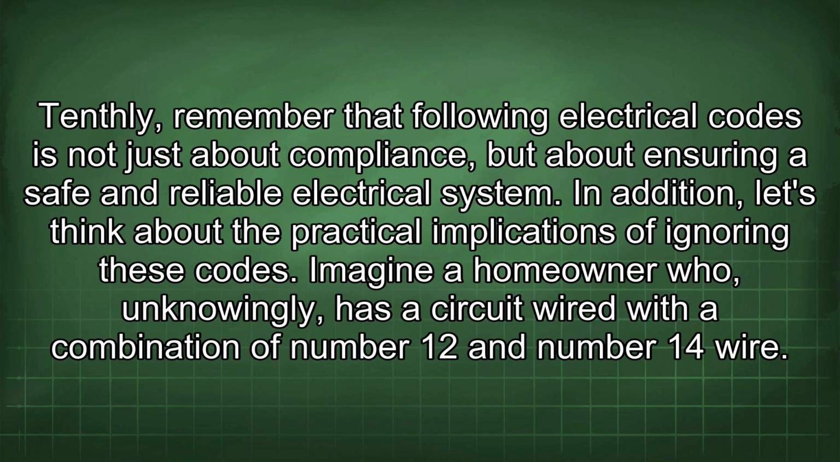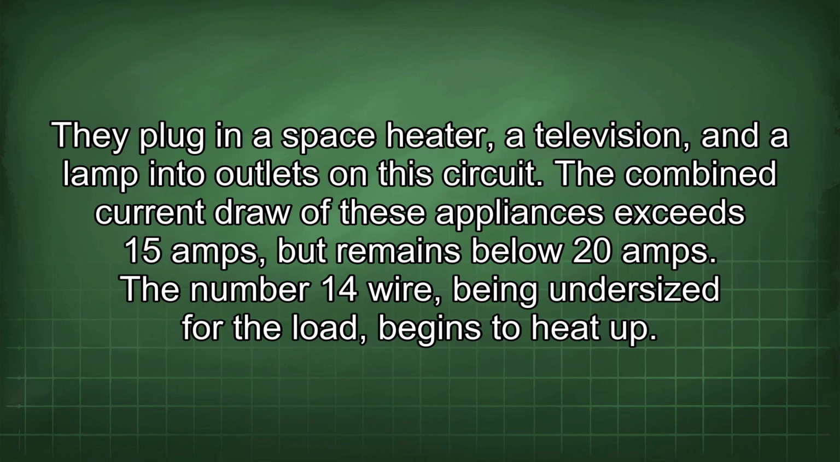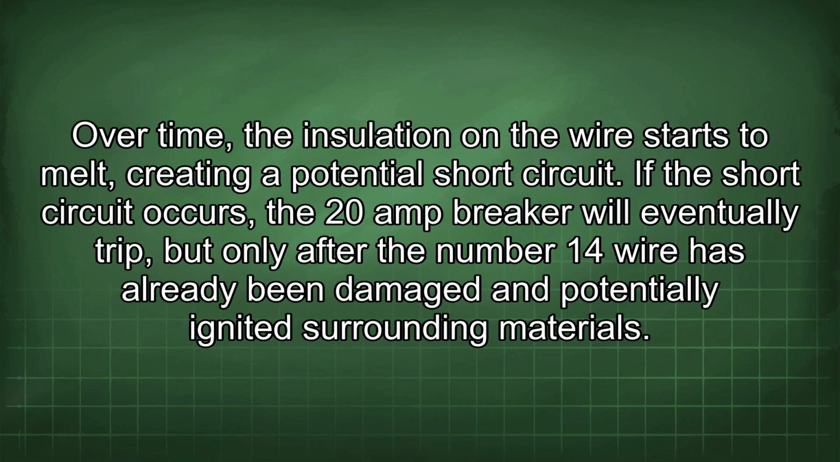Imagine a homeowner who, unknowingly, has a circuit wired with a combination of number 12 and number 14 wire. They plug in a space heater, a television, and a lamp into outlets on this circuit. The combined current draw of these appliances exceeds 15 amps, but remains below 20 amps. The number 14 wire, being undersized for the load, begins to heat up. Over time, the insulation on the wire starts to melt, creating a potential short circuit.